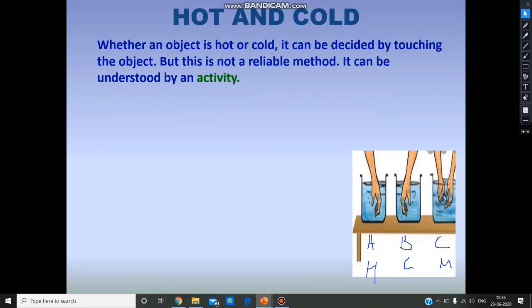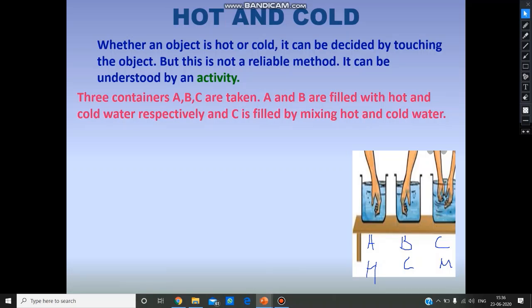Now see what we are going to discuss. Pay attention to the line. Whether an object is hot or cold can be decided by touching the object. This is our practical experience in day-to-day life. Say unknowingly anyone is touching a utensil which is kept over a hot oven. It can be easily determined by the person touching the utensil that the utensil is very hot just by touching. On the other hand, if you take out any utensil from the refrigerator, you can easily determine just by touching that it's very cold.